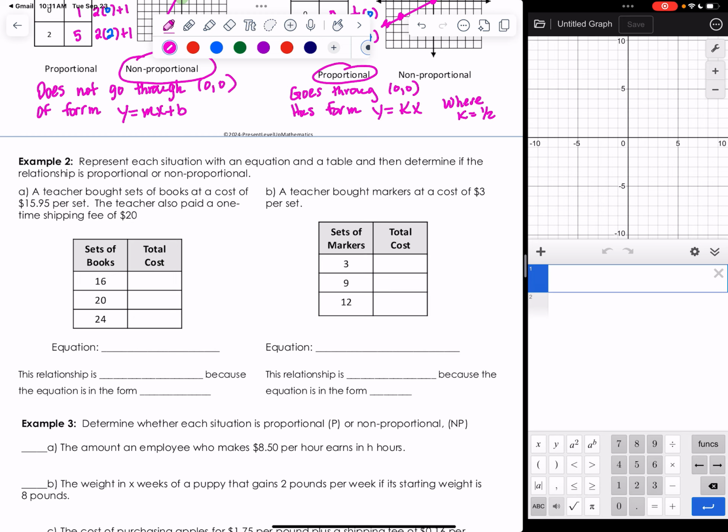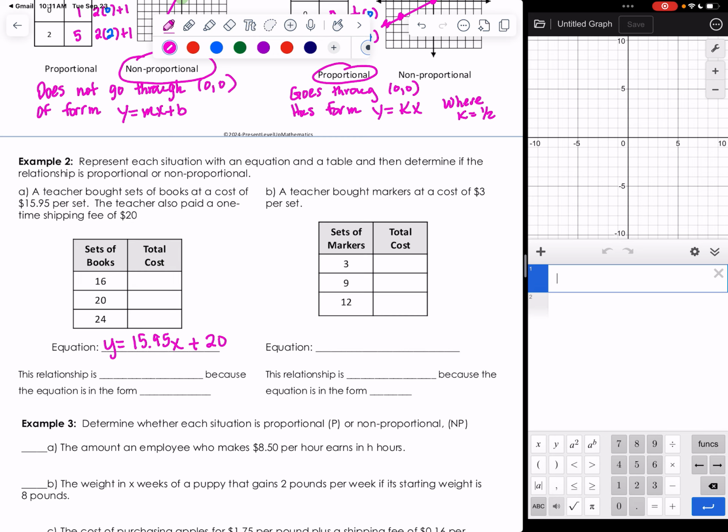Okay, in example 2a, a teacher bought sets of books at a cost of $15.95 per set. The teacher also paid a one-time shipping fee of $20. We want to write an equation for this and create a table. So let's start with the equation. So y equals $15.95 per set plus a shipping fee of $20.